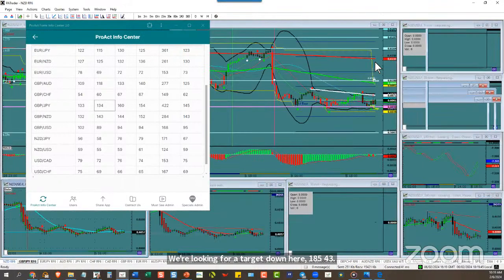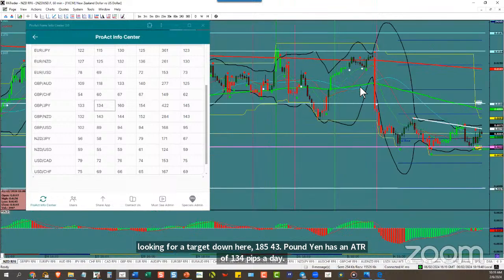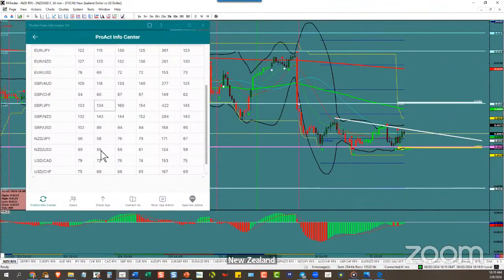New Zealand dollar, right? New Zealand dollar waiting for the breakout up. It's a low ATR, can't trade it. It's 55 pips, so 55 pips from down here. You don't have 55 pips. Target is 6,100 there. Walk away from it.